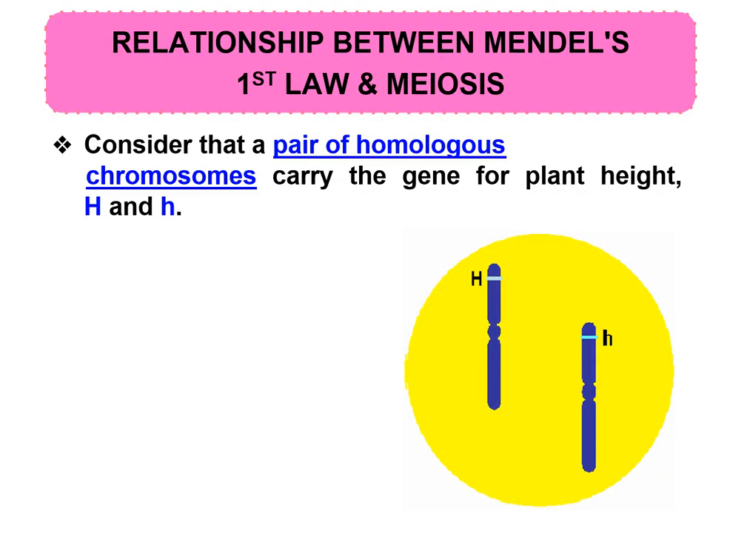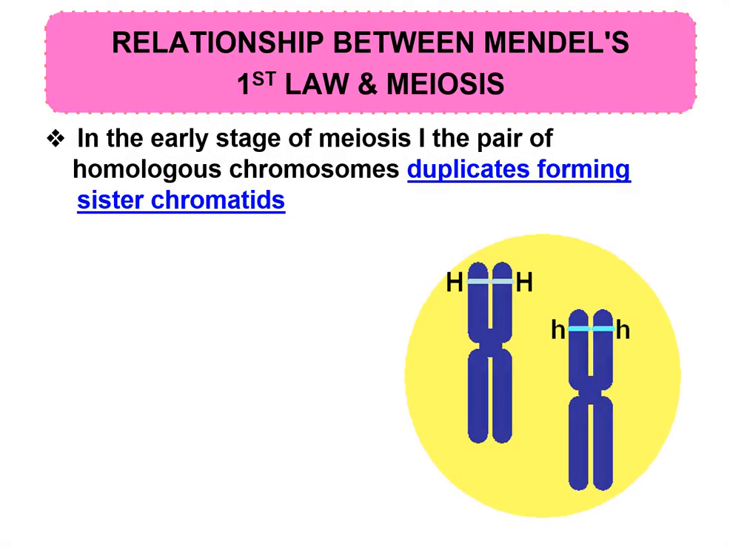Let's look at relationship between Mendel's first law and meiosis. So we have a pair of homologous chromosome that carry the gene for plant height. This is the gene. This is the characteristics, tall and dwarf. In the early stage of meiosis 1, the pair of homologous chromosome will duplicate forming sister chromatid. Okay. Not the early stage of meiosis 1, the early, the interphase. During interphase.